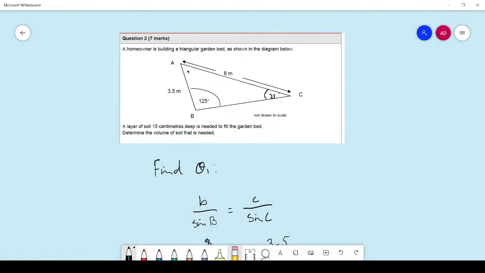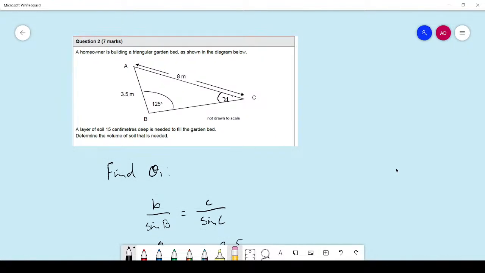Okay, so internal angles of a triangle add up to 180. So from that, we can say that 180 equals angle A plus angle B plus C. So 180 equals A plus 125 plus 21. So A should be equal to 180 minus 125 minus 21. Let me double check that. Yep. So A is approximately 34 degrees. And that's just from knowing that these should all add up to 180. You guys should be familiar with that.